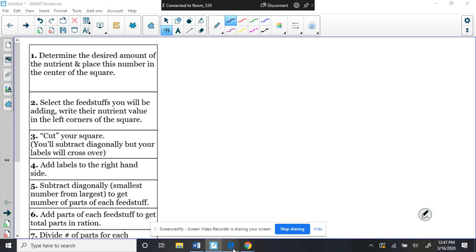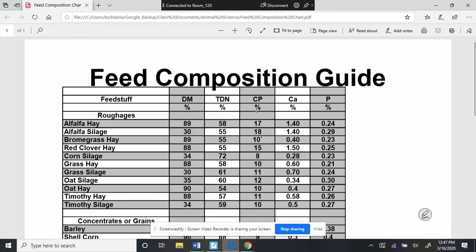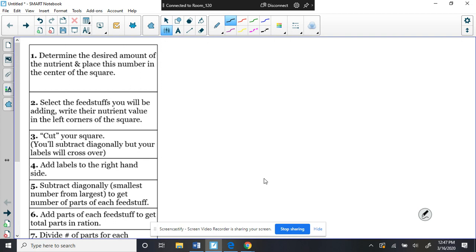And then you're also going to need this document right here, the feed composition chart. We'll be toggling through both of those today, so also be patient with Ms. Chaudhry.